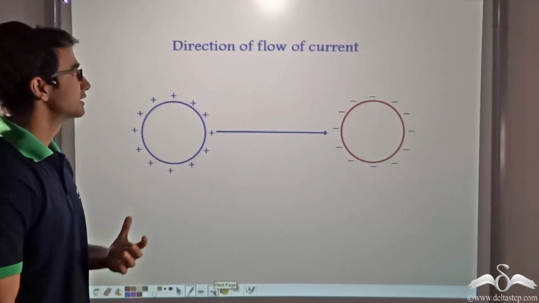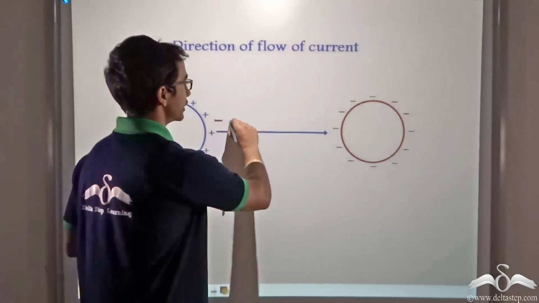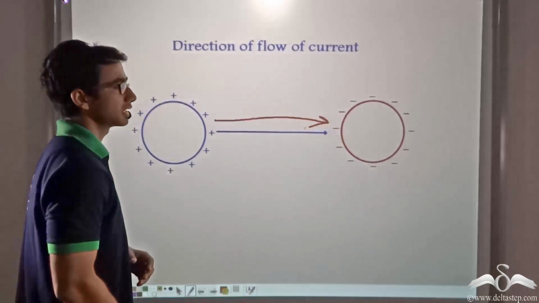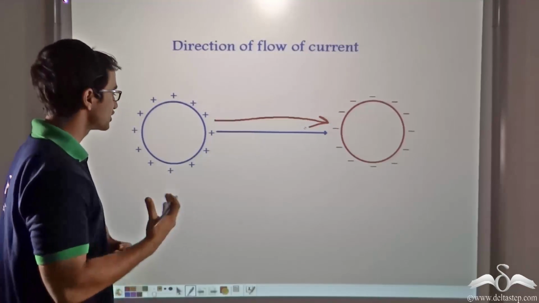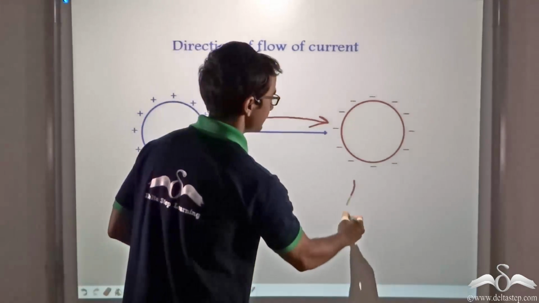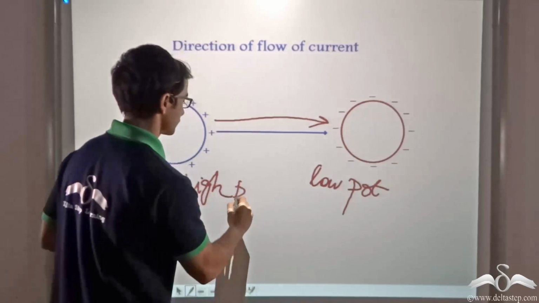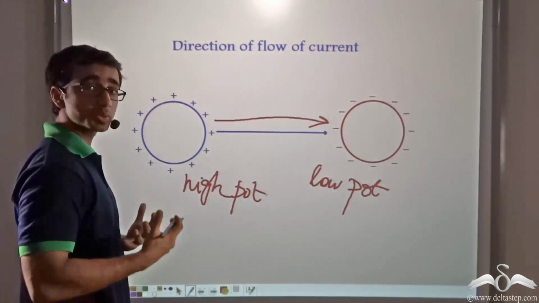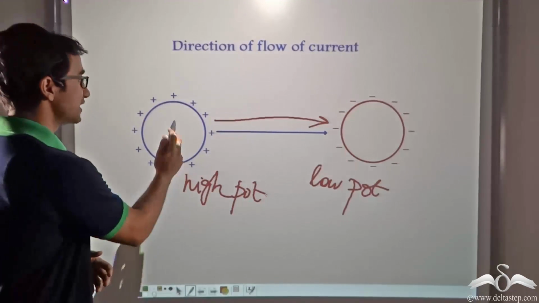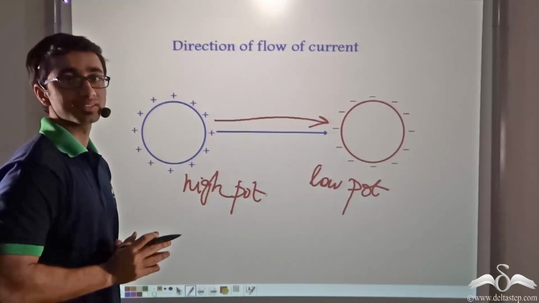So as we can see, the direction of current was considered to be flowing from the positive body to the negative body. And it was also conventionally considered that this is at a high potential and this is at a low potential, because the charges were considered to be flowing from this direction to that direction in a day when electrons had not been discovered.